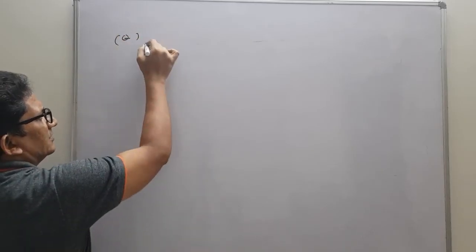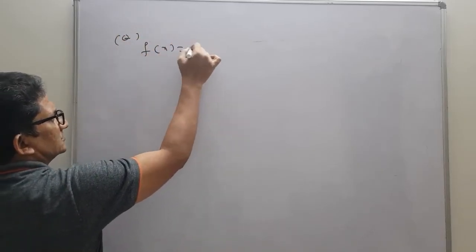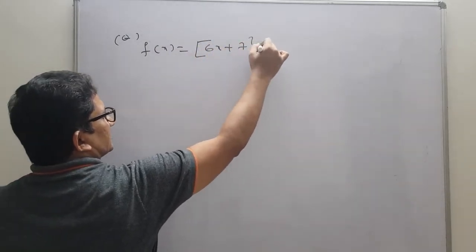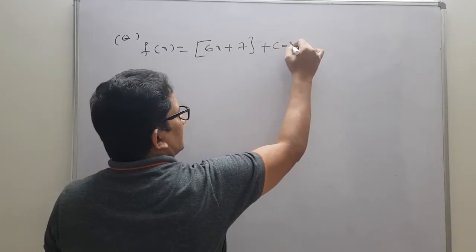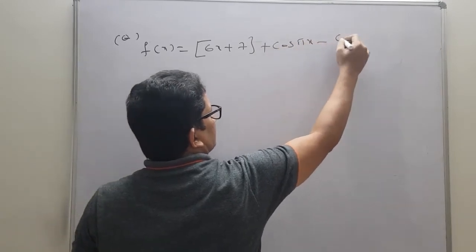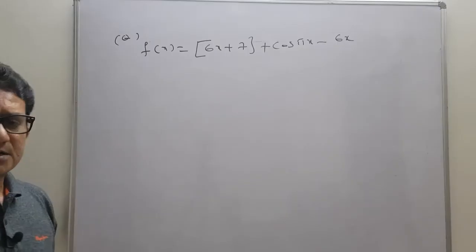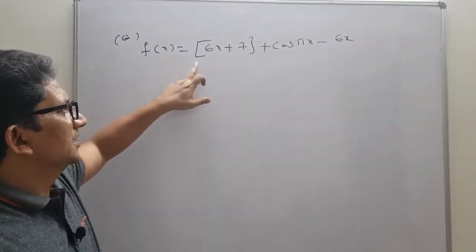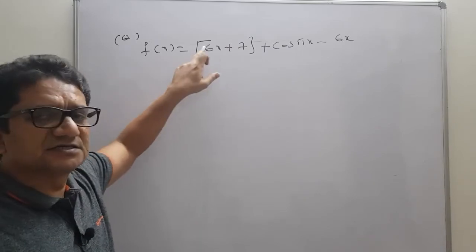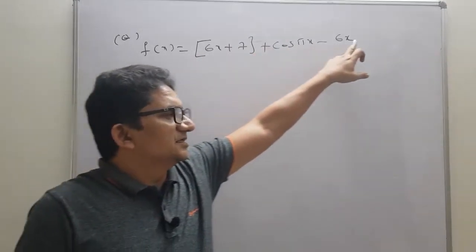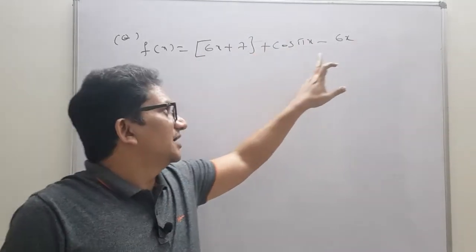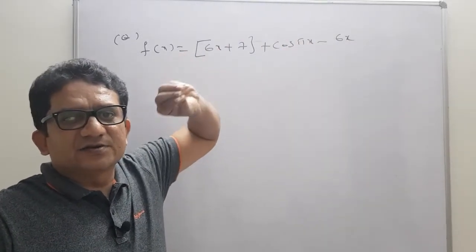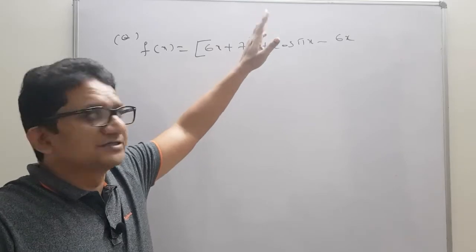Find the period of f of x equals greatest integer function of 6x plus 7, plus cos pi x, minus 6x. Now students, while solving this problem, see, the greatest integer function is non-periodic and 6x is non-periodic, and this is the only thing which is periodic. This one model we already did in the previous session.